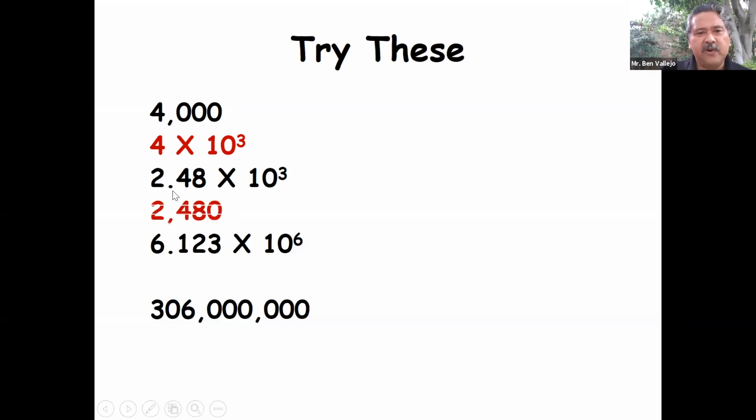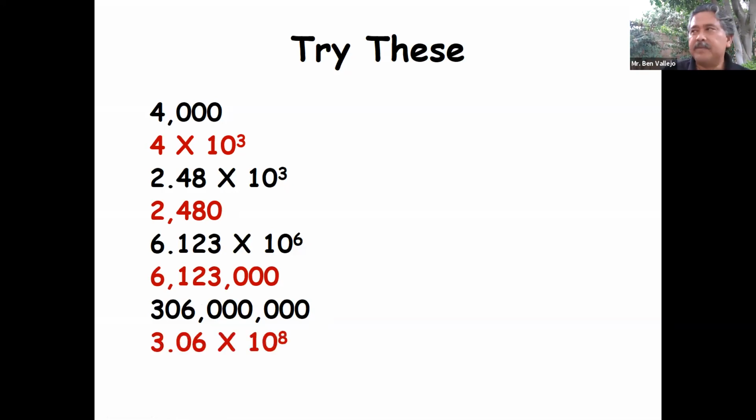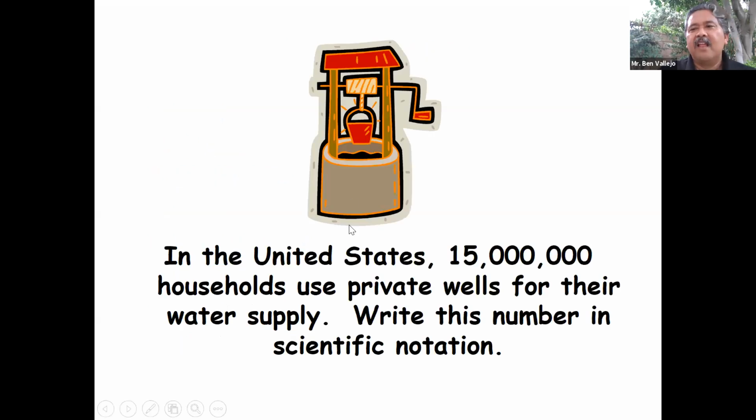So that's 2,480. And then the next one is you gotta move the decimal over 6 times. That's gonna be 6,123,000. And then the last one, you're going to scientific notation. So you're gonna take this decimal on the right, and you're going to move it over 3, 6, 7, 8 times. So hopefully you got 3.06 times 10 to the 8. Good deal.